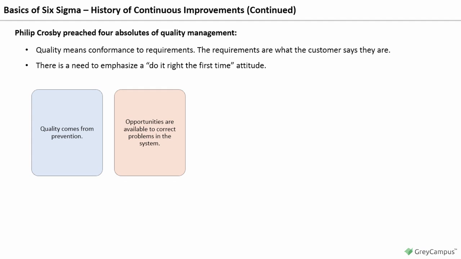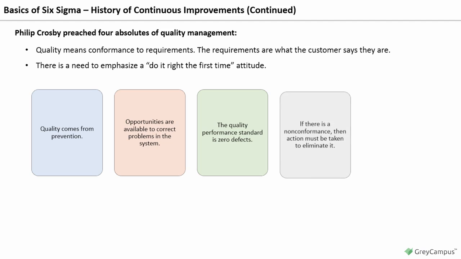Opportunities are available to correct problems in the system. The quality performance standard is 0 defects. One must insist on 0 defects. Otherwise, it is acceptable to send out non-conforming parts and goods. If there is a non-conformance, then action must be taken to eliminate it and prevent it from occurring again.